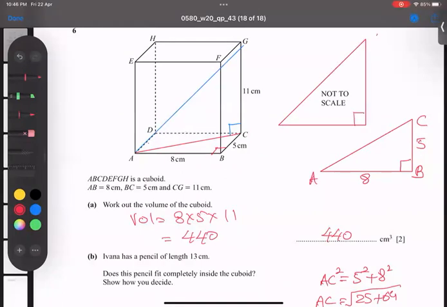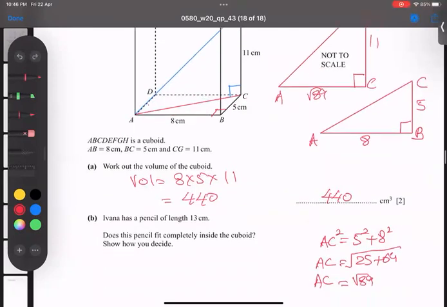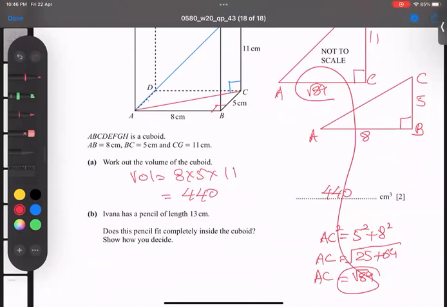The top is G, down is C. And here I have A, and this is 11, and this is root 89. How do you know root 89? Because the AC gap, I got it here. You can see, root 89 goes from here.